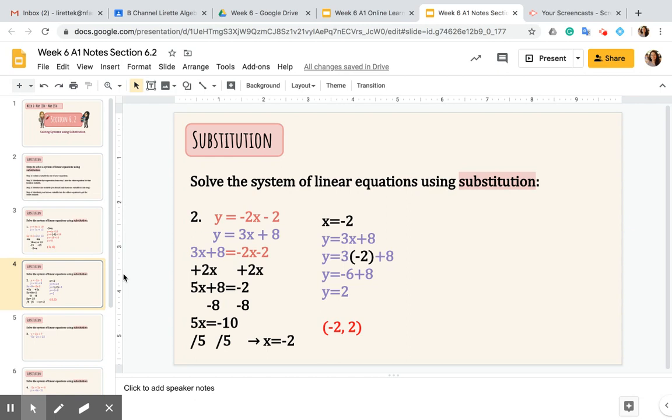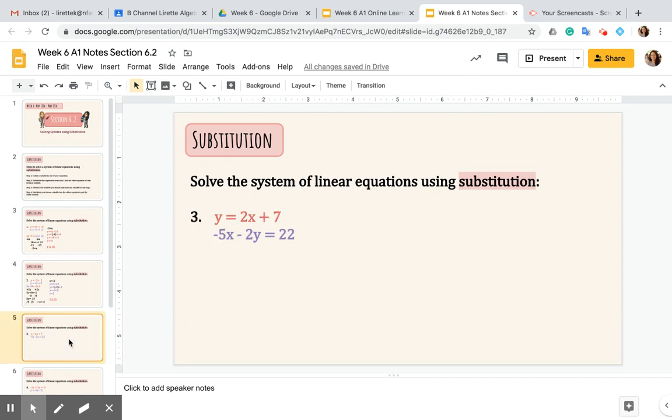If you're not sure if you're getting the correct ordered pair, you should do a check. You simply substitute -2 for the x, substitute +2 for the y, evaluate and see if the check comes out correct. You would have to, again, do this for both equations, not just one of them. Just because it works for one doesn't mean it's going to work for both. All right, let's do another example.